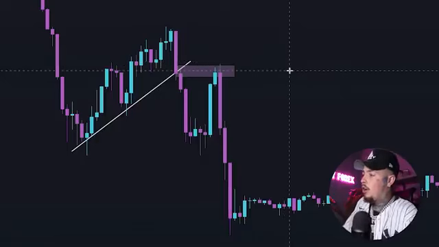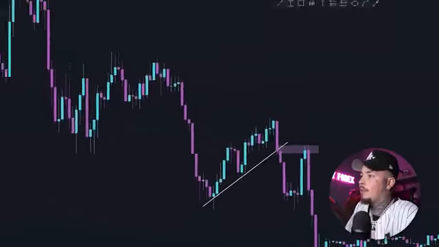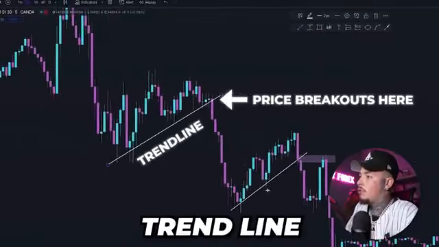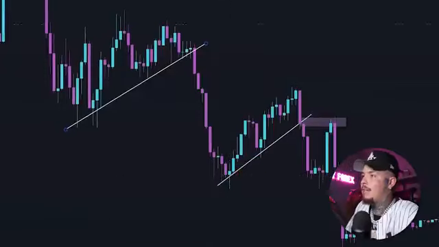When you wait for that retest and it doesn't come, you're missing out on pips, you're missing out on trades. Potentially, you're not going to get in a trade at all because this doesn't always happen. For example, look at this trade here. We have a break of this trend line and price flew to the downside. I mean, this is major pips right here.